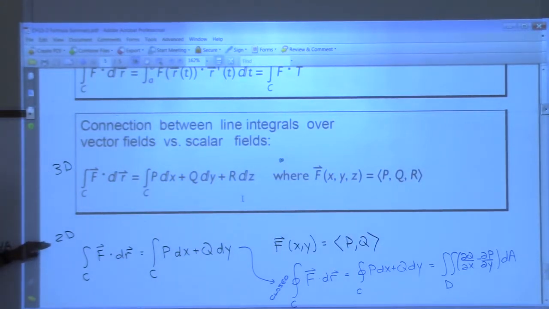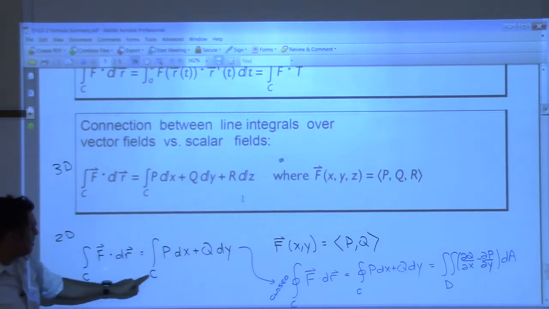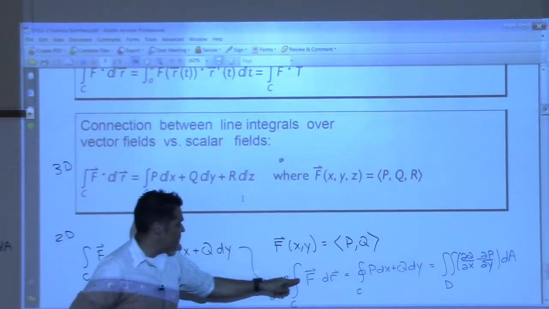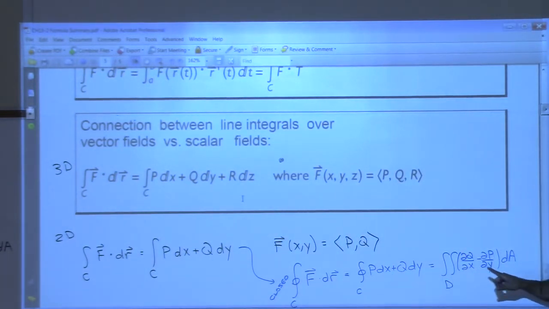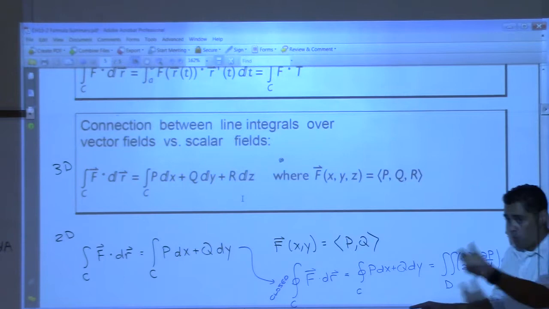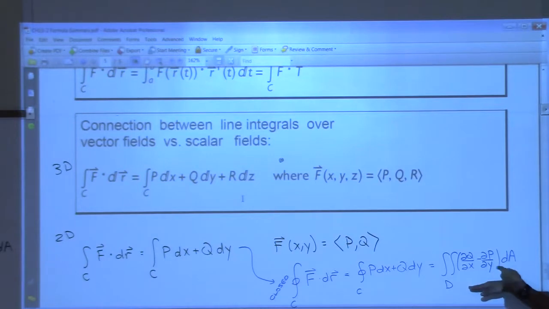If we look in 2D, our work integral, so the work done by the field F over the curve C, moving an object along this path, would be equal to this. All right. Now, if we close this curve, then this work integral becomes this line integral, which by Green's theorem becomes this double integral. So we can use this for work if it's a closed path. And if it's closed and conservative, it's going to be 0.